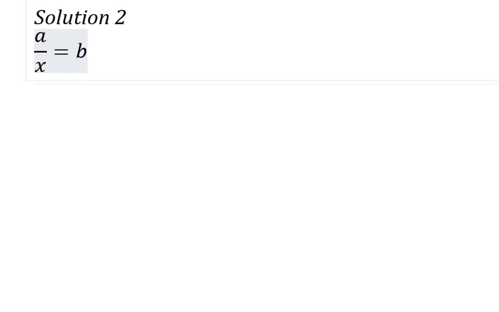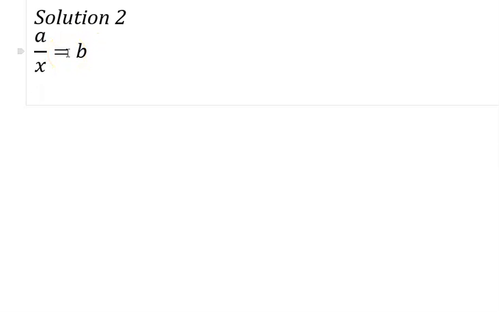Solution 2. We have to make x the subject of the formula. Now, this one there's no bracket, but we have a fraction. If you have a situation like this, first thing first is for us to do what? To cross multiply.